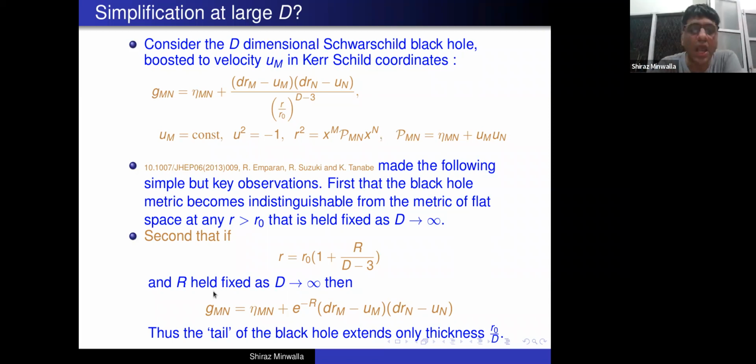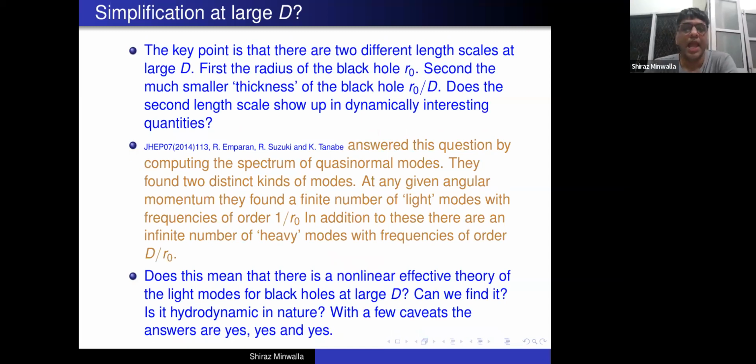Yes. Okay, great. So now let me say again, the key point here is that there are 2 different length scales in the problem at large d. The first is the length scale of the event horizon. The second is the thickness outside the event horizon where we see the field. I mean, not of the event horizon, but the thickness of the region outside of it, the distance away from the event horizon that you have to go before you stop seeing that there's a black hole at all. And that's of order r naught divided by d.